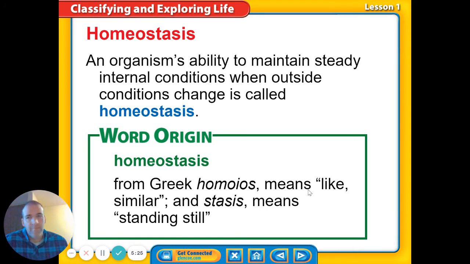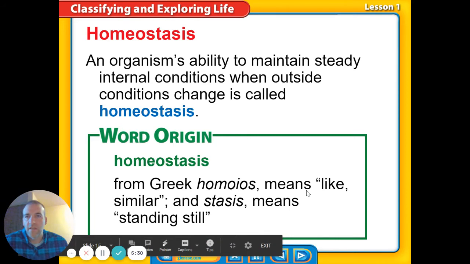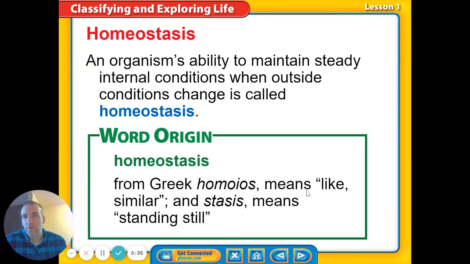Homeostasis, big fancy science word here. That's an organism's ability to maintain steady internal conditions when the outside conditions change. And so your body temperature is a really good example of this. Your body temperature needs to stay around 98.6 degrees Fahrenheit or 37 degrees Celsius. If your body goes out too far from that temperature, then your body's going to have a hard time staying healthy and being able to do all the things that you need to do.